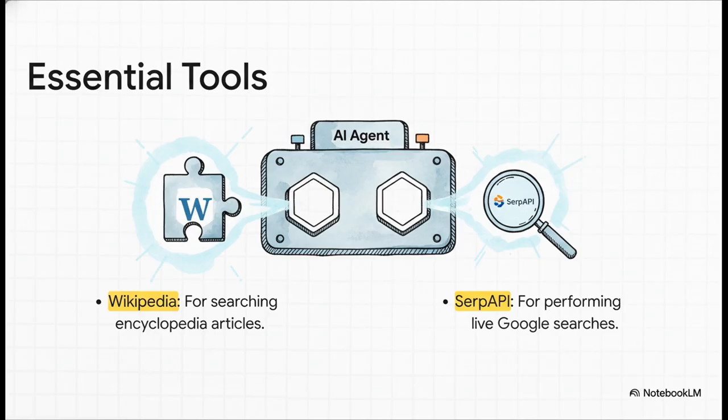We're going to add two that are absolutely essential. The Wikipedia tool, which is great for encyclopedic knowledge, and the SerpAPI tool, which, and this is the key, allows the agent to perform live Google searches. Just like that, our agent can now find brand new information that it doesn't already know.